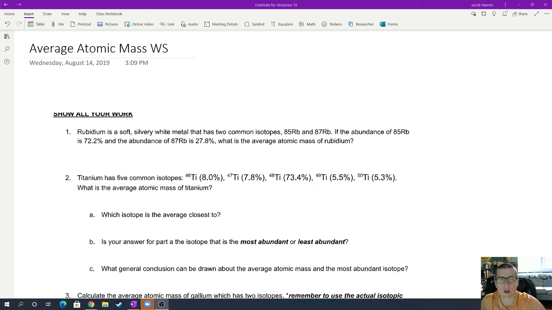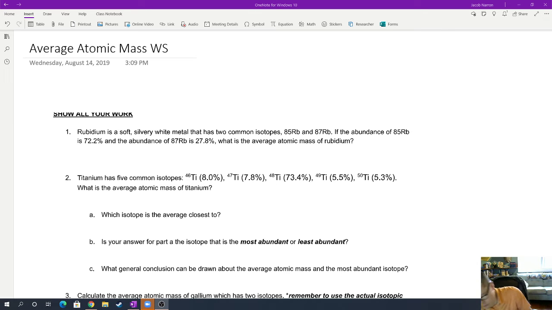Hello, students. Today I'm going to give you basically all the answers to the average atomic mass worksheet. I am going to take my time. I'm going to explain each of these answers. So if you're having trouble with this, skipping ahead and just writing down answers is not going to help you. Make sure you listen to the things that I'm saying.